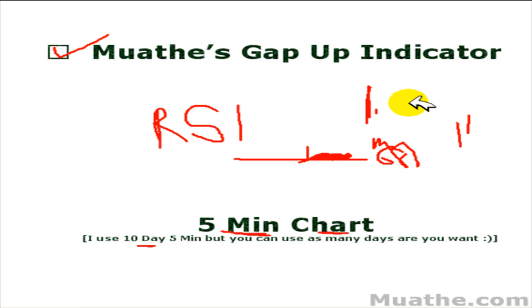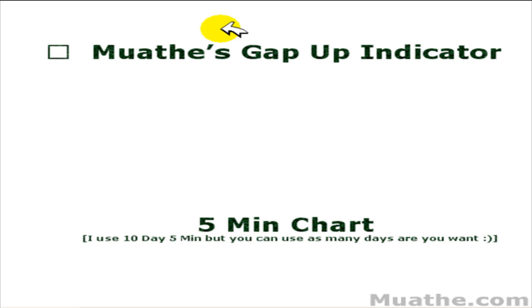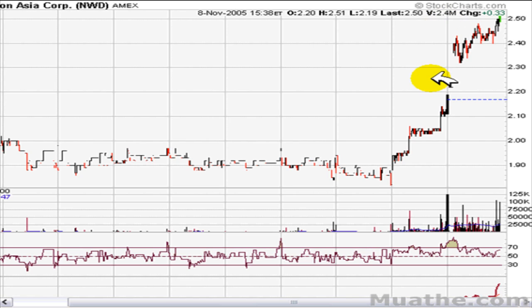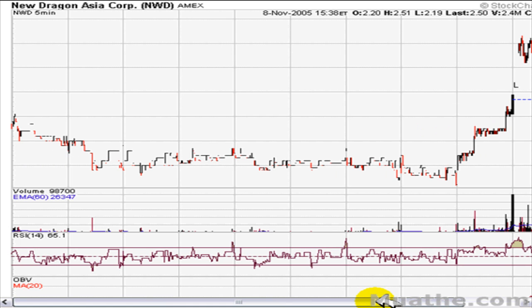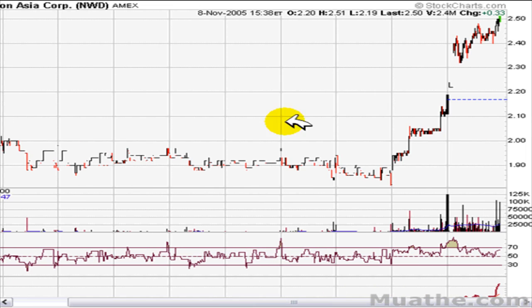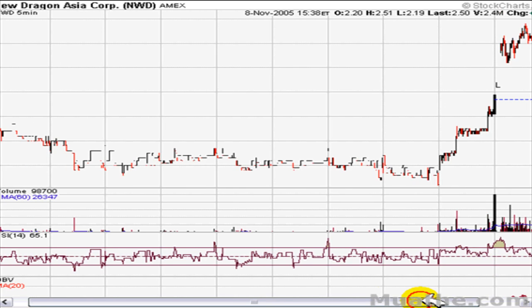Now let me show you one example right here before I get out of here. I will probably have another video exclusively for examples. Here's a stock on this day, I guess this is November 2005. On this day here, November, I think 7th, the date doesn't really matter, but you see the 5-minute RSI.